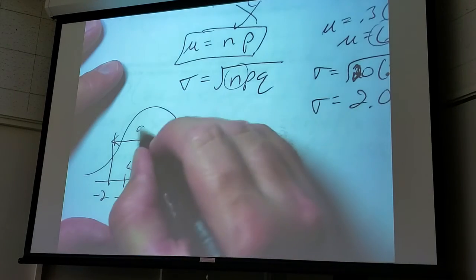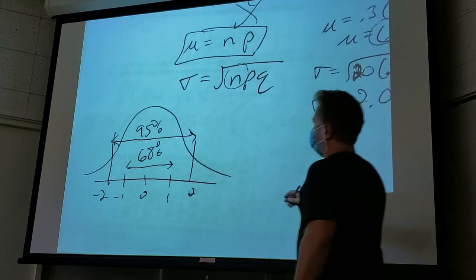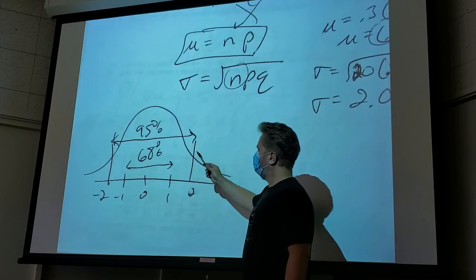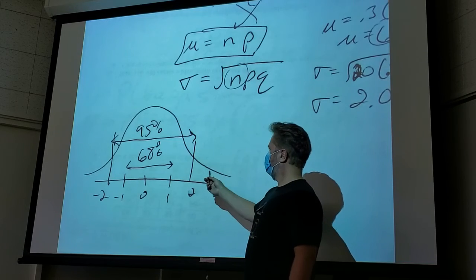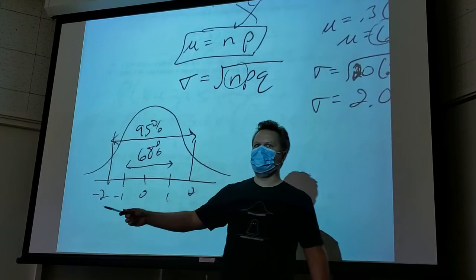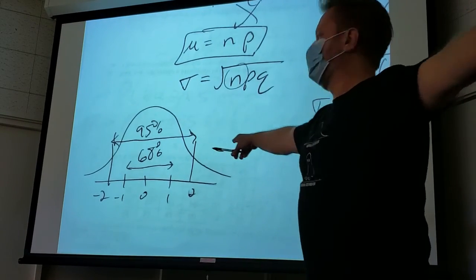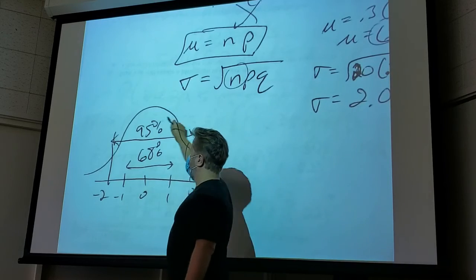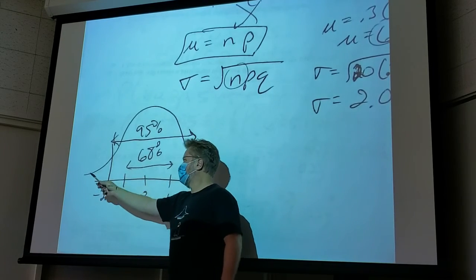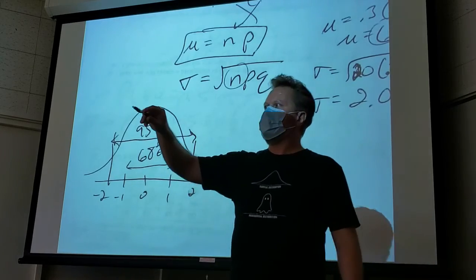So, let me get your opinion about something. I really want this to make sense. A lot of things are close to normal. So, in general, would it be unusual for something to happen out here? What is the probability that something happens out there? If there's 95% of things in here, what percent is out here? 2.5 on each side. So a total of 5%.